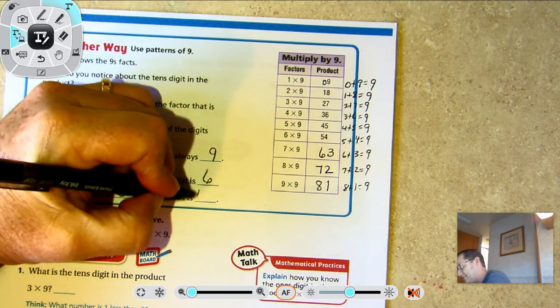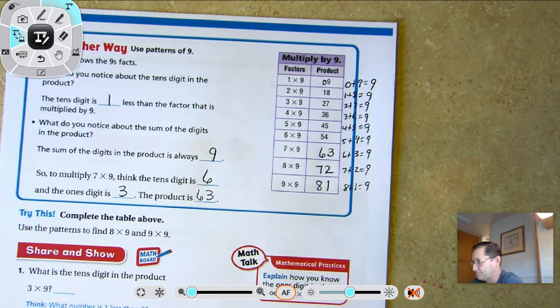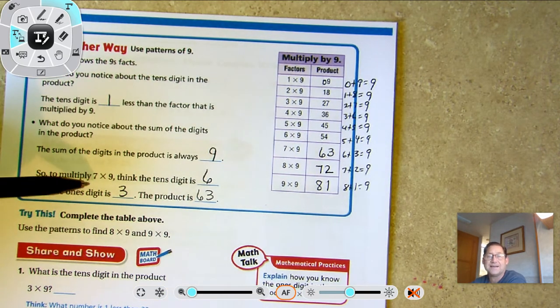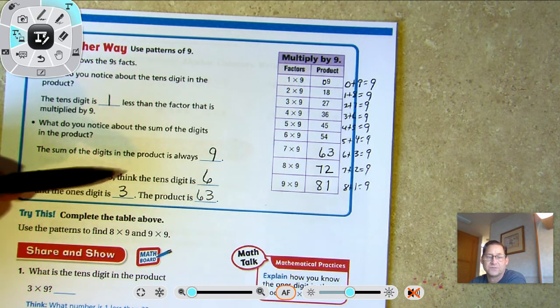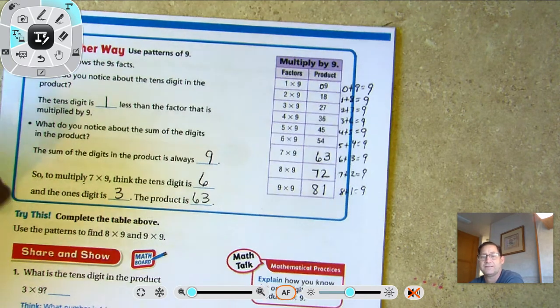So the product is 63. So all we did was say 9 times 7. Okay, so the tens digit has to be 1 less than 7, so 6. The sum of those digits has to be 9, so 6 plus 3. Right, that's kind of interesting.